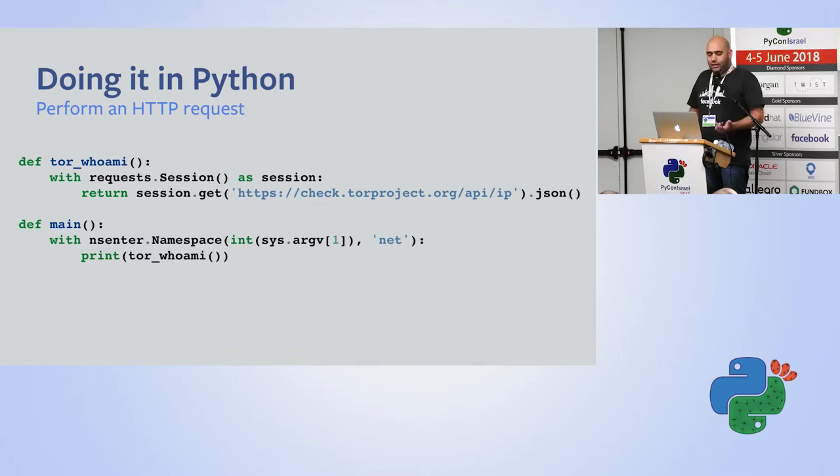It gets a PID of an existing container as an argument, reattaches to it, and using Python requests instead of curl, hits the same API endpoint. Basically, we're expecting it to return that this code is indeed running through Tor, as opposed to running this code without attaching it to a Tor network namespace.